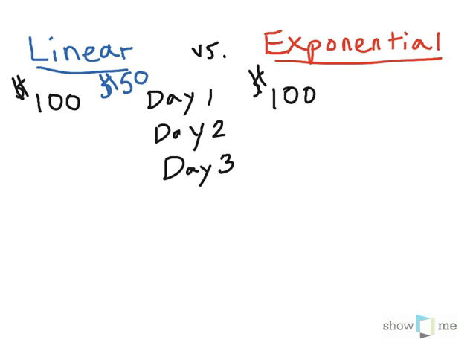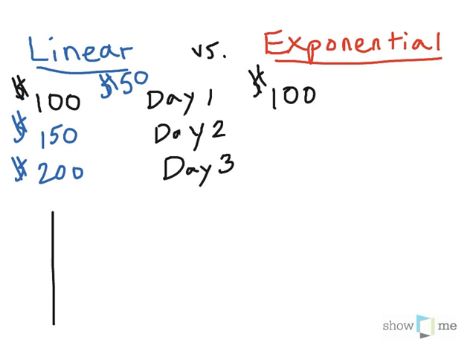Now let's see what would happen over time. Day one, you get $100. Day two, if he gave you $50 more than the day before, well, good deal. You're up to $150 for that day. Day three, we'd be at $200. And basically, every single day you work for that person, you are going to get $50 more than the day before.